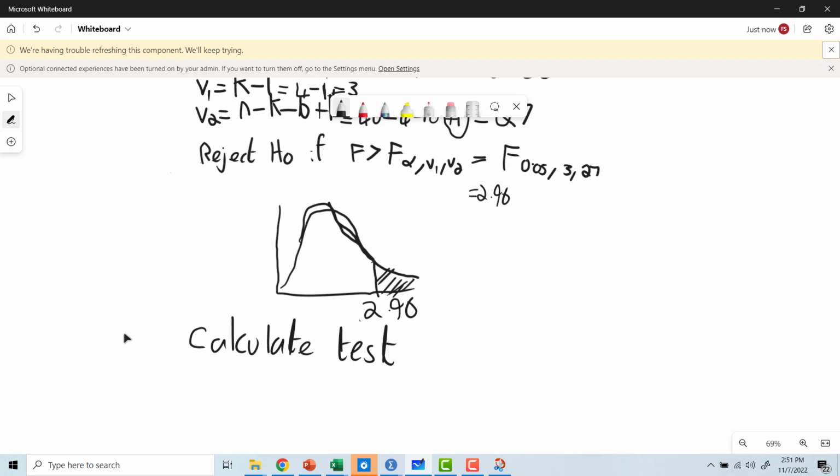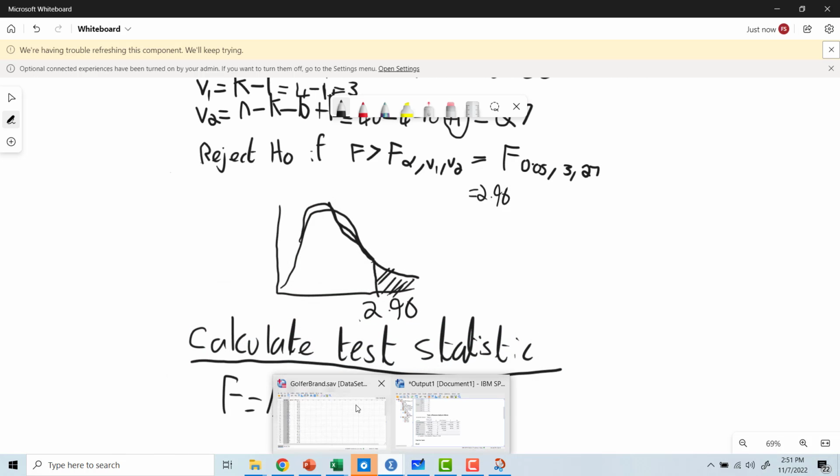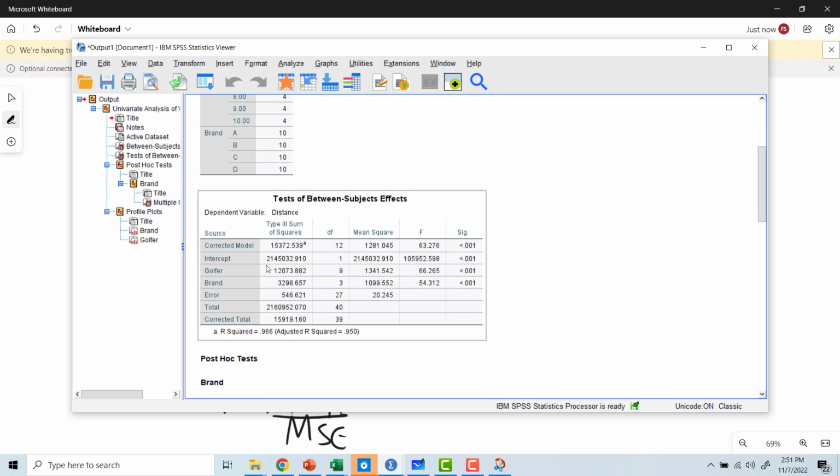And again, I might give you an ANOVA table to fill in the gaps, but here we're just going to use SPSS. So F is going to be the mean squared treatment all over the mean squared error. So let's go back to SPSS. And so you see the treatment is the brand, and the mean squared treatment is going to be 1099.552, and the mean squared error is 20.245. We divide those to get the F statistic.